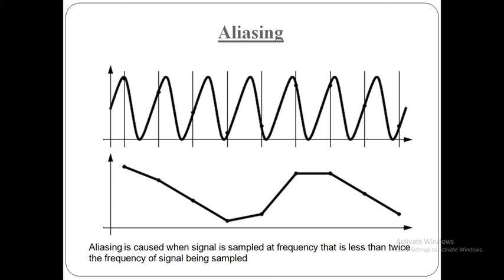Okay. Aliasing occurs when the signal is measured at an insufficient sampling rate. The sampling rate should be high. An original signal is reproduced at a wrong frequency. This phenomenon is called aliasing.